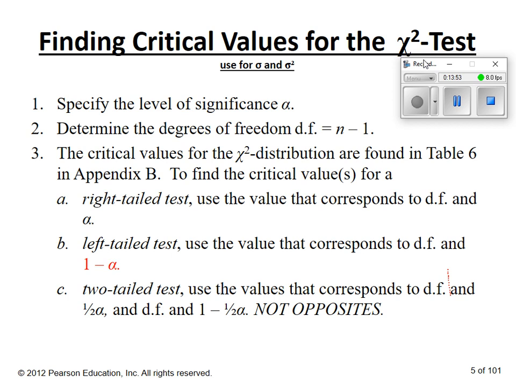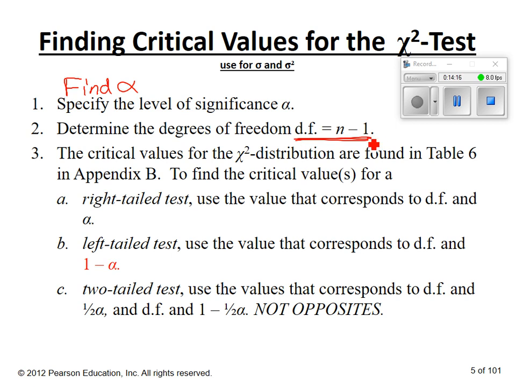I'm gonna look at this real quick. Page 332. Number 1, specify the level of significance. Again, you're just gonna find alpha. They're gonna tell you what it is, but you gotta do that. Determine your degrees of freedom. Remember, degrees of freedom is just n minus 1.